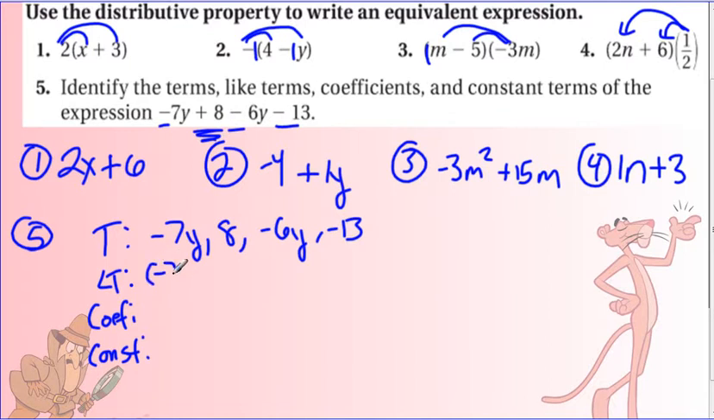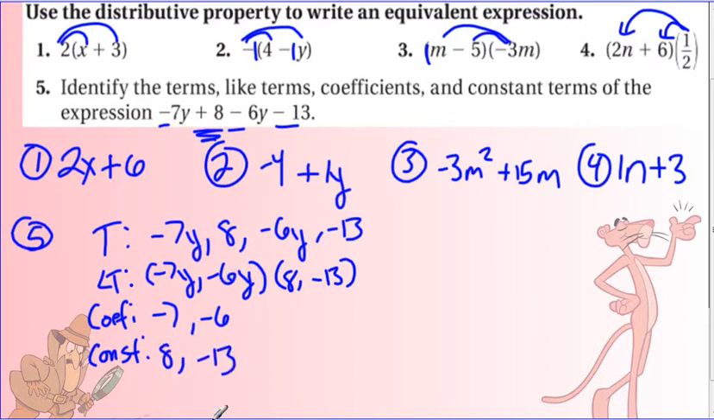Well, we've got a negative 7y and a negative 6y. But I could also combine together my 8 and my 13. I can do that math. So that means those are like terms. Coefficients. The number in front of the variable. So we got a negative 7 and a negative 6 because those are my variables and those are numbers in front of them. And lastly, constants, the thing without a variable, I've got an 8 and a negative 13.